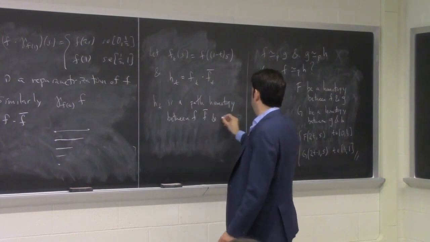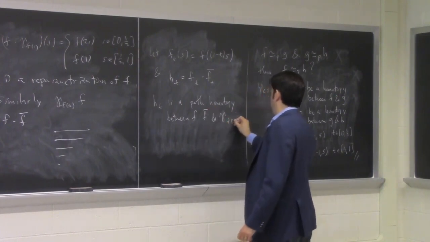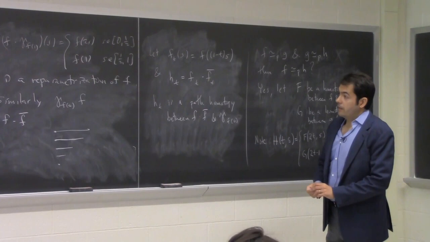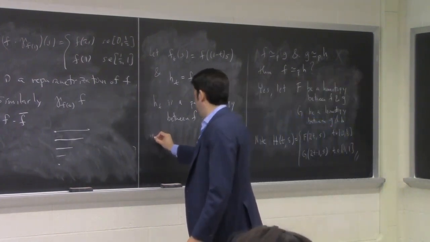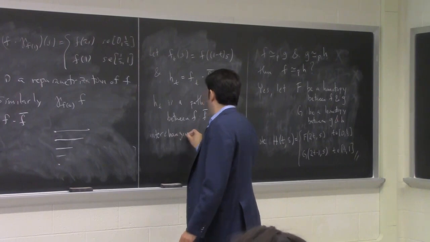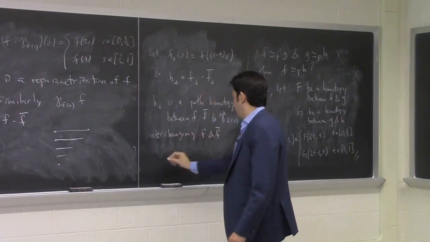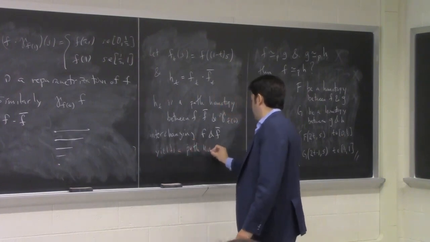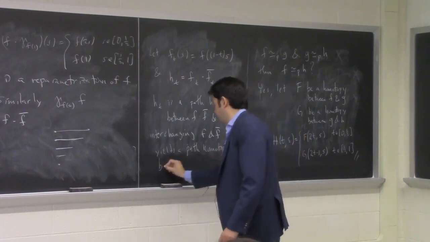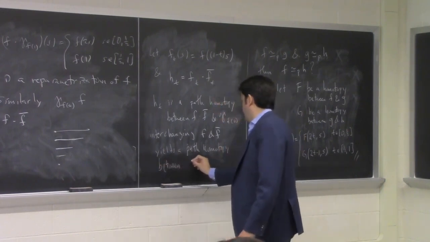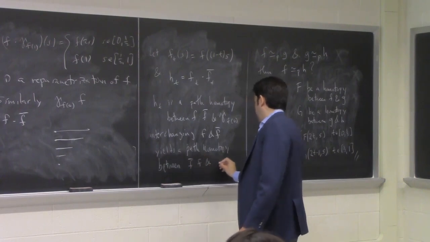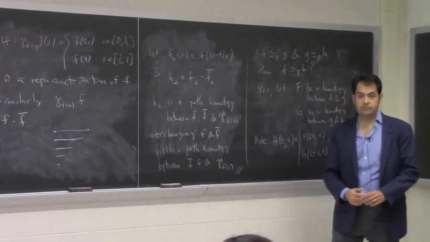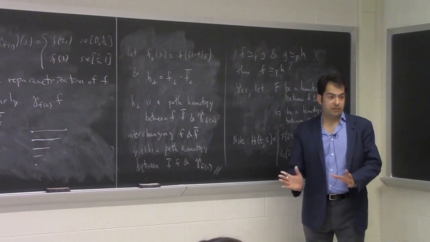So f dot f bar is path homotopic to gamma f of 0. Okay? Wonderful. And then just interchanging f and f bar yields a path homotopy between f bar dot f and gamma f of 1. Okay? Which proves the lemma.